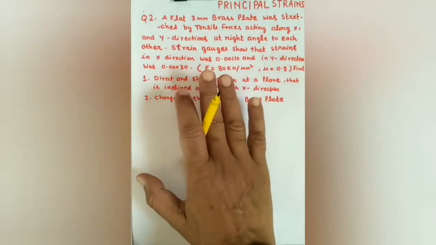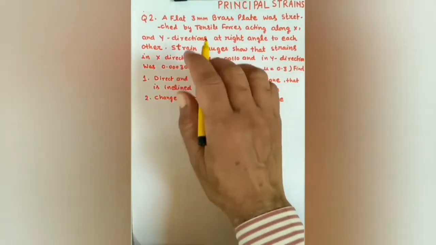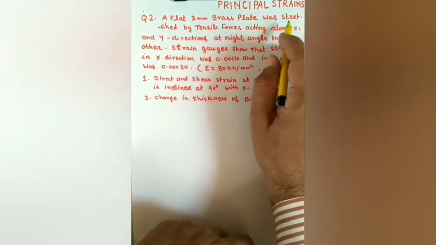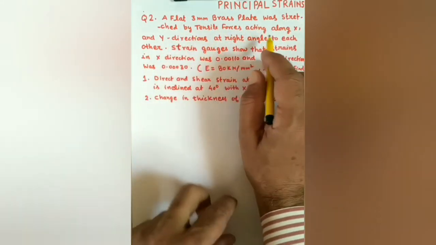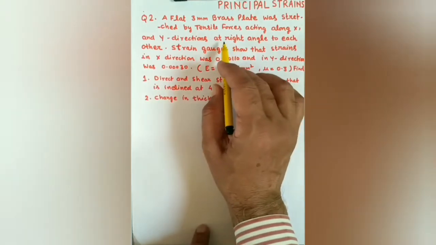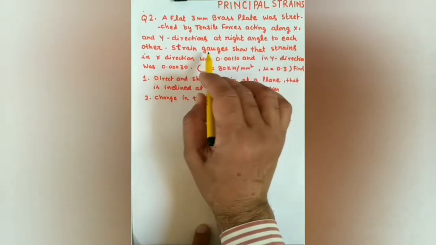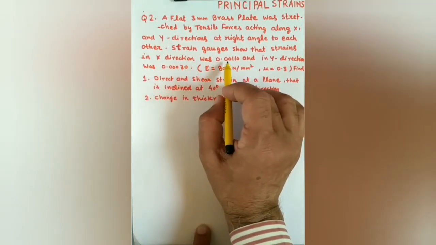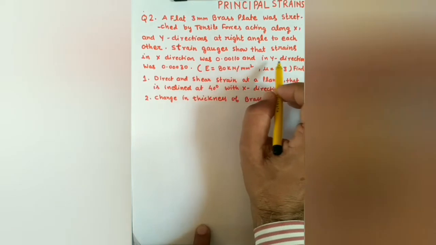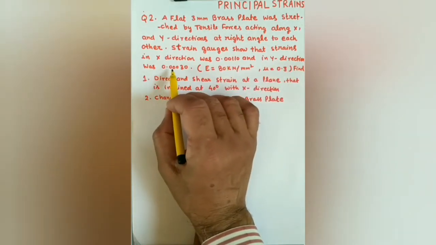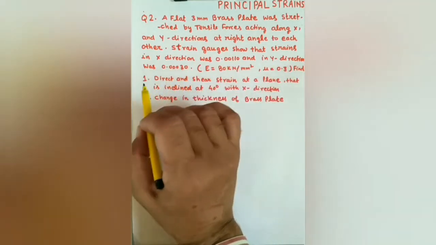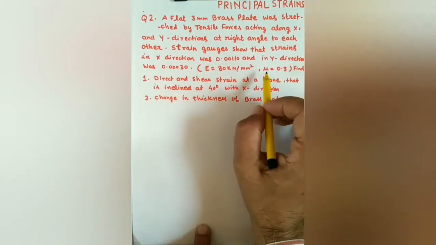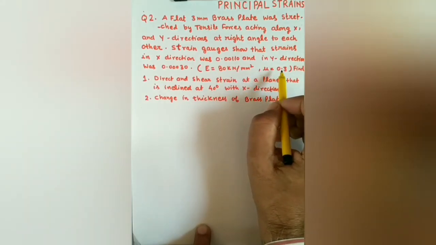Let us take another question. A flat plate of brass of 3 mm thickness is stressed by tensile forces acting along x and y directions, which are at right angle to each other. Strain gauges show that strain in x direction was 0.00110 and in y direction strain was 0.00030. E for brass is 80 kN per mm square and Poisson's ratio mu is 0.3.